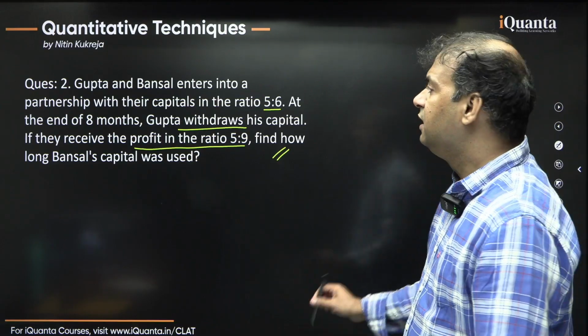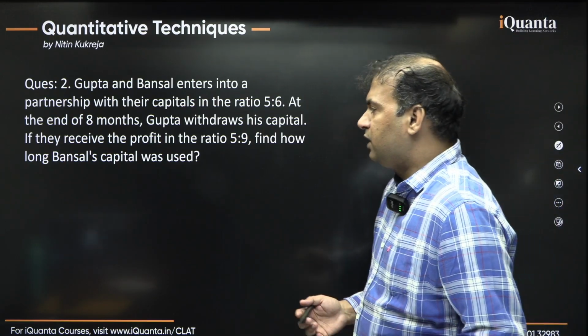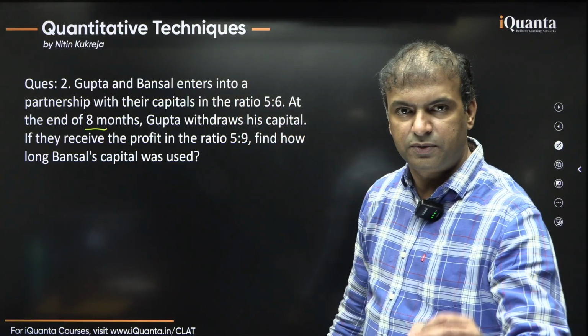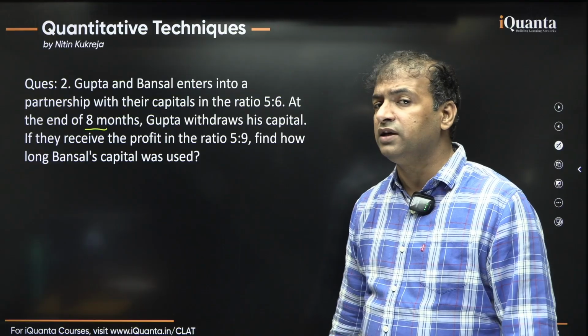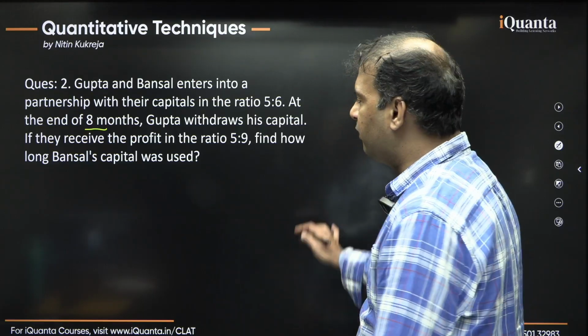All right. So this is a case of compound partnership. Since we are not sure, in fact, we know that Mr. Gupta invests for 8 months, but we are not sure about Mr. Bansal. So we'll be assuming in the beginning that the money is being invested for different time periods. That means we'll be assuming this is the compound partnership.